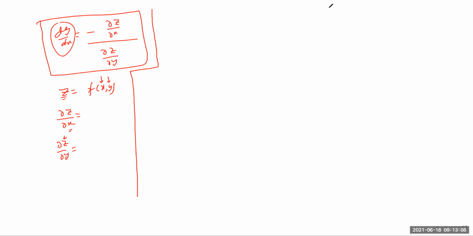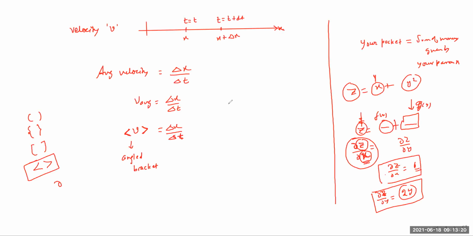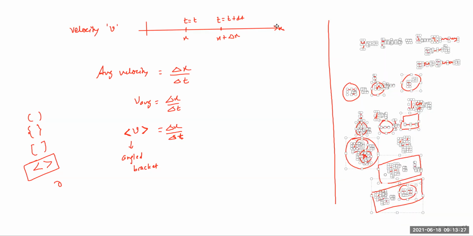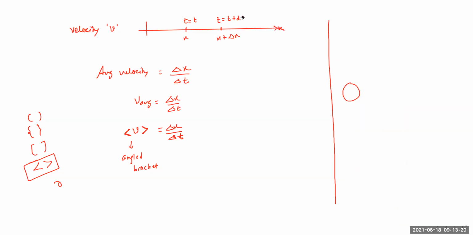So now, coming back to the topic. Sir, in that previous thing we were drawing the velocity number line. Is it t plus dt or is it delta t? Wait, I did that mistakenly. This is delta t. Okay, so t, and now let's say we talk about the instantaneous rate or instantaneous velocity.